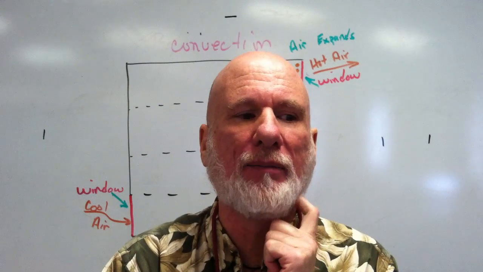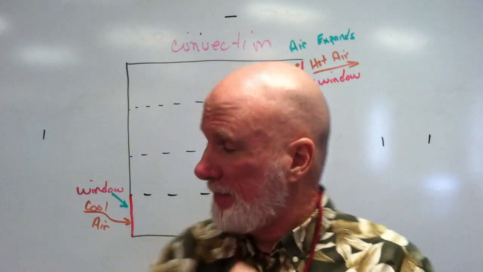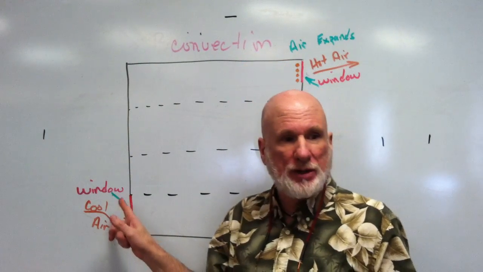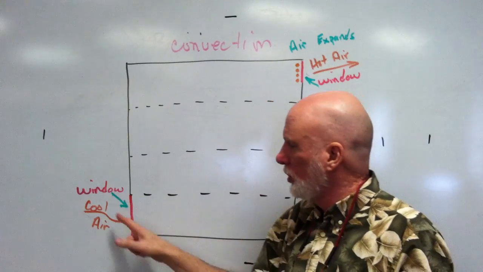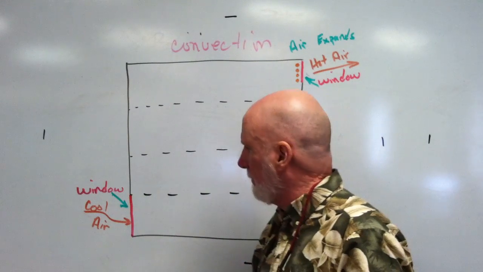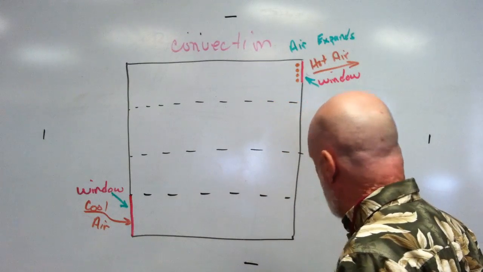Where does the air come in? From the bottom floor, right here. So the window is open here. So the hot air leaves here. The cool air comes in here and migrates.